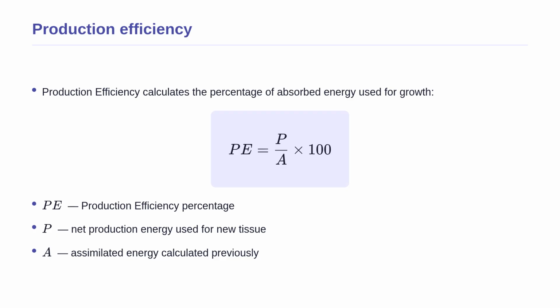also a percentage. The variable P represents the net production, which is the energy actually used to build new body tissue. The variable A is the assimilated energy we just defined. We again multiply by 100 for the percentage. Physically, if an animal spends a lot of energy running around or keeping warm, its production energy P will be very low, causing the overall production efficiency to decrease significantly. This is why warm-blooded animals have lower production efficiencies than cold-blooded ones.